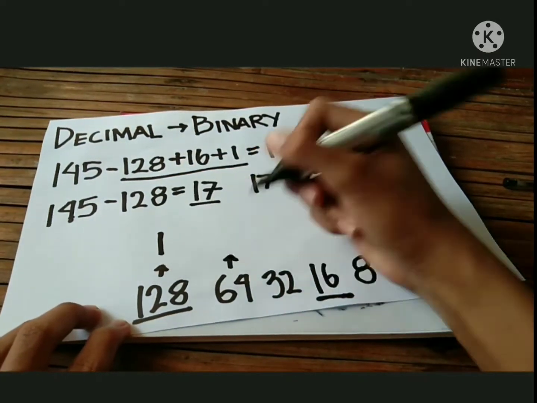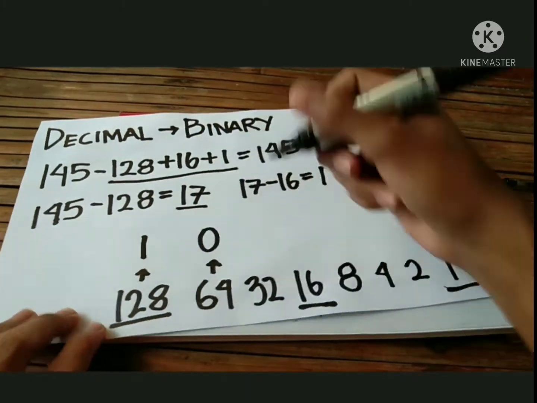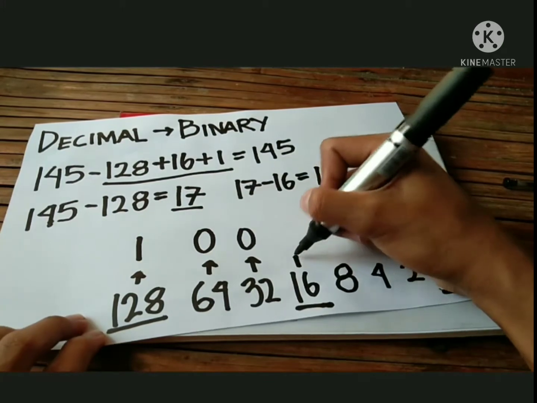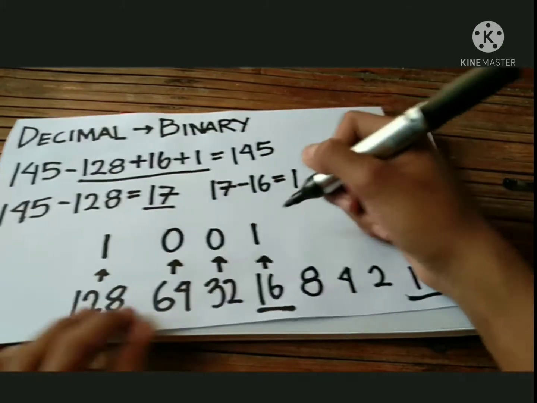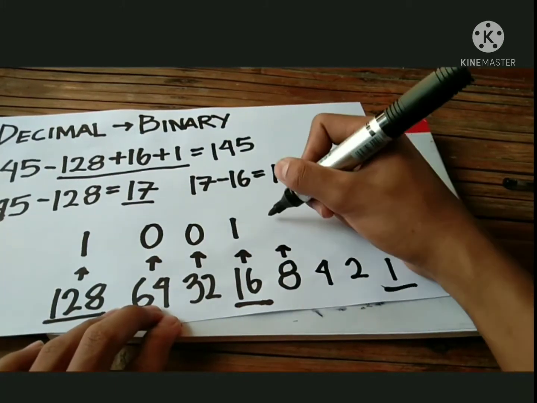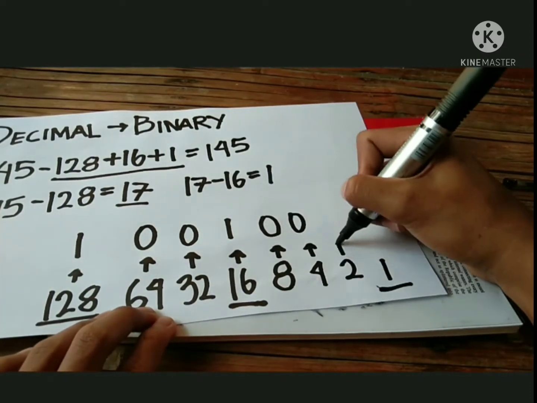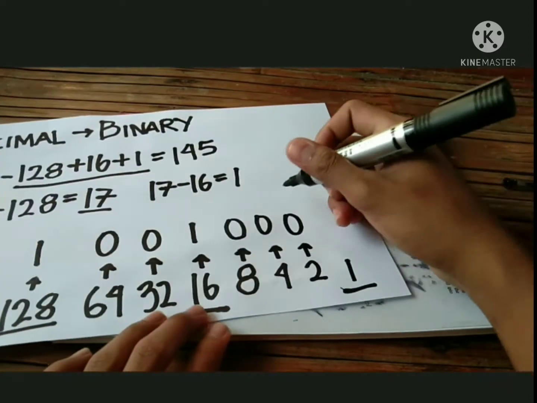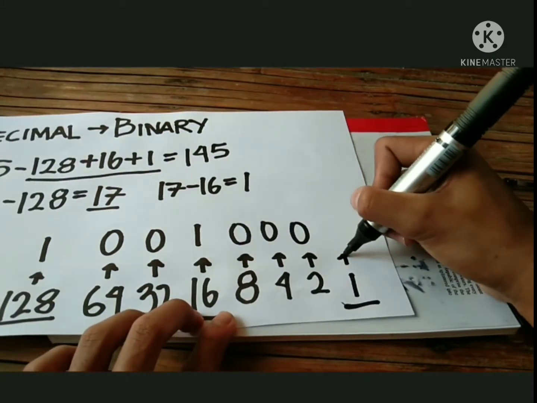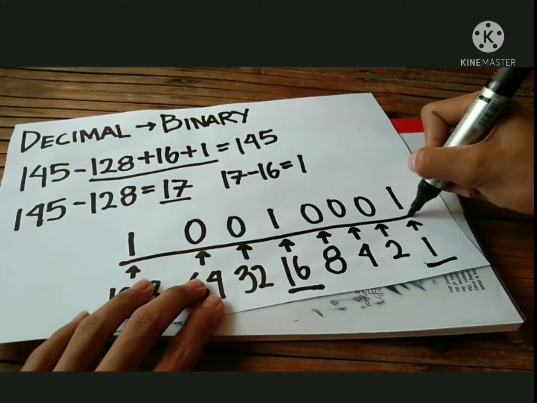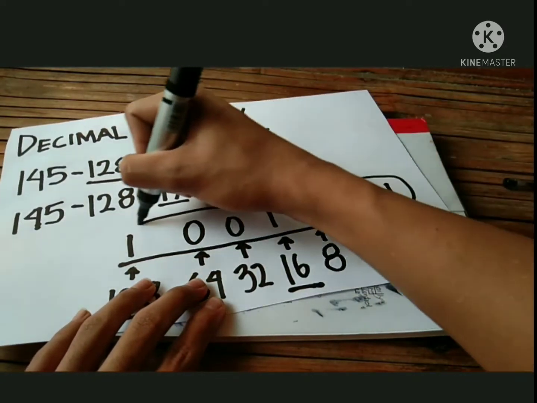So we have 128, we put 1. We don't have 64, so 0. We don't have 32, so 0. We do have 16, we put 1. We don't have 8, so 0. We don't have 4, so 0. We don't have 2, so 0. And we do have 1, so we put 1. So this is the answer.